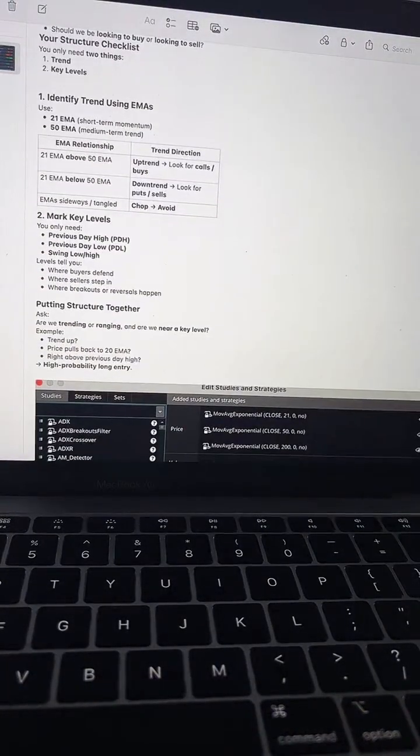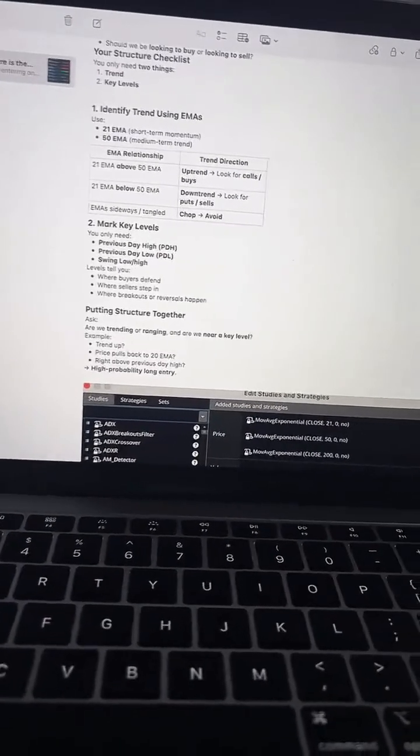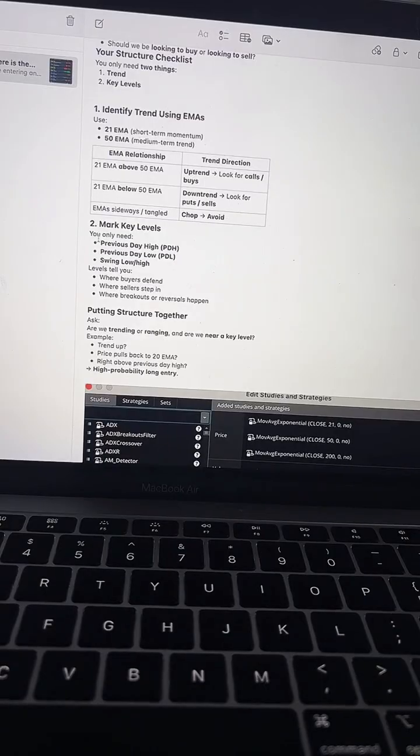With the structure, I'm not going to go deep into this, because this will be more on your setup, like with your key levels. But within the structure, you want to mark your key levels, things like previous day high, previous day low, your swing lows and highs, because levels tell you where buyers defend, where sellers step in, and where breakouts and reversals can happen. So when you're putting structure together, you're asking yourself, are we trending or ranging, and are we near a key level?